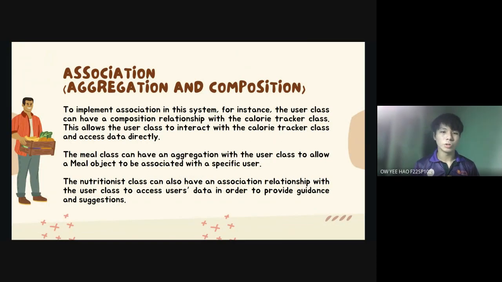The third one is association. To implement association in this system, for instance, the user class can have a composition relationship with the calories tracker class. This allows the user class to interact with the calories tracker class and access data directly. The meal class can have an aggregation with the user class to allow a meal object to be associated with a specified user. The nutritionist class can also have an association relationship with the user class to access user data in order to provide guidance and suggestion.